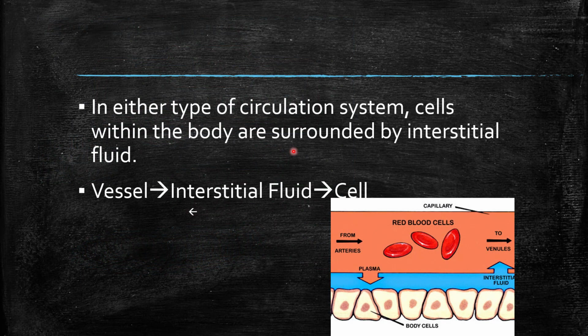So in either type of circulatory system, cells are surrounded by fluid. In the case of a closed system, it's called interstitial fluid. In the case of an open system, it's that hemolymph, which is kind of fulfilling the role of both blood and interstitial fluid. So diffusion tends to go from vessel to interstitial fluid to cell, and from cell to interstitial fluid to vessel. It's the tissue fluid, or the fluid that surrounds the cells of the body, especially in a closed circulatory system.